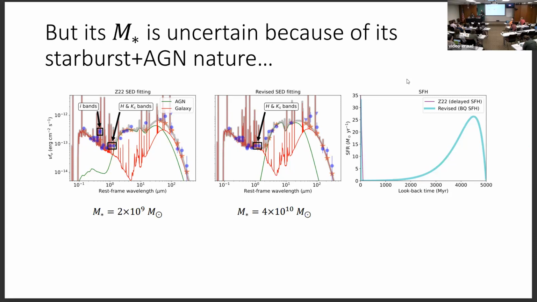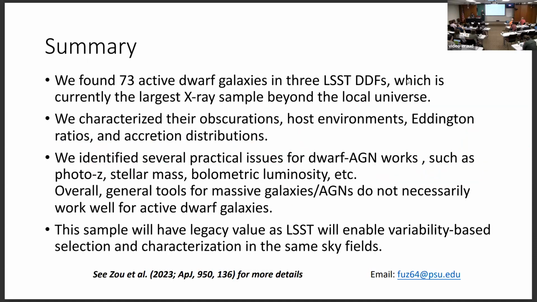Okay. So I will go to the summary. Overall, we have selected 73 active dwarf galaxies. And this is currently the largest sample beyond the local universe selected in the X-ray. We know that there are lots of selection biases, but we are still able to calculate the basic properties such as obscuration, host environment, accretion ratio, and activation distribution. And we also checked the radial property, which is not shown here.